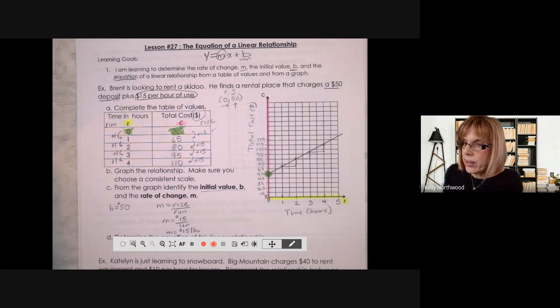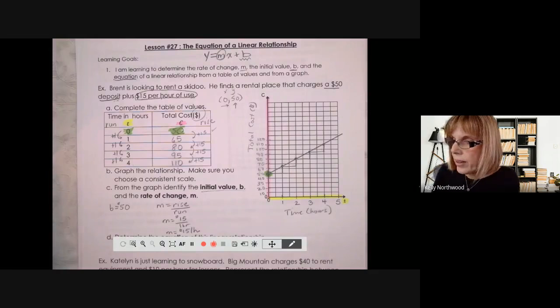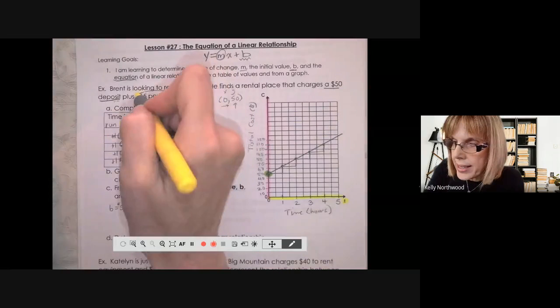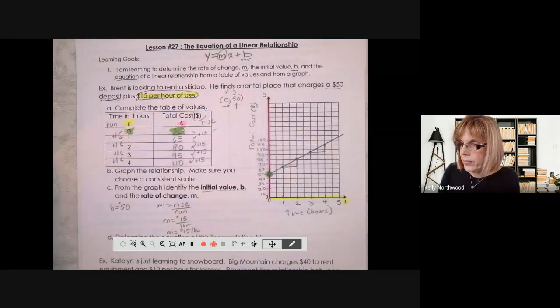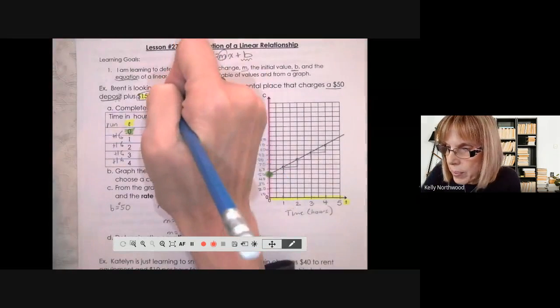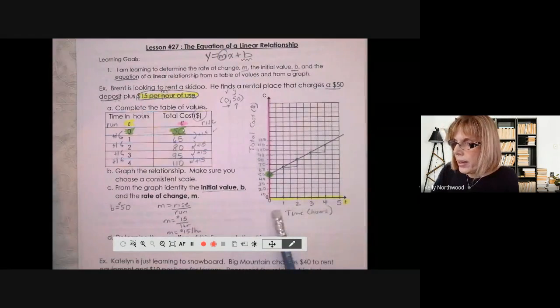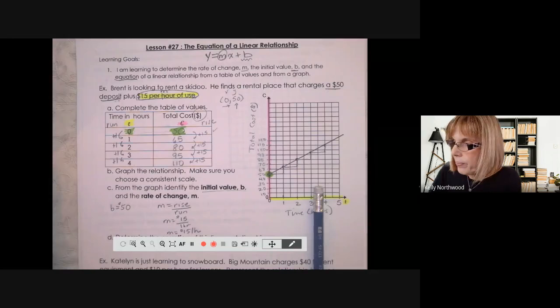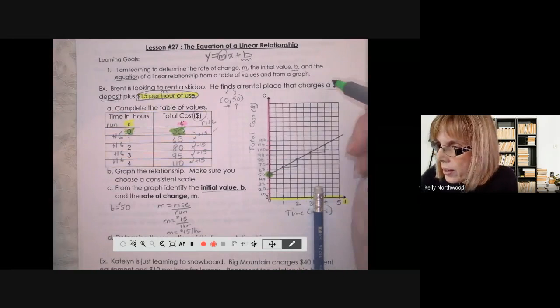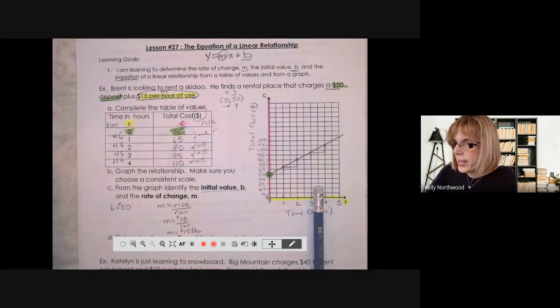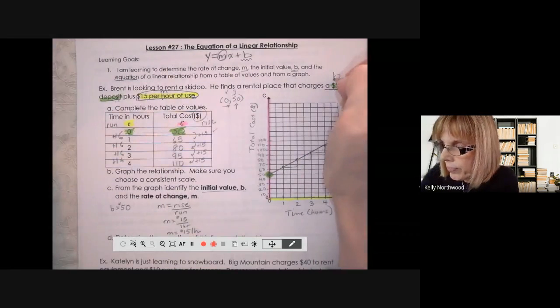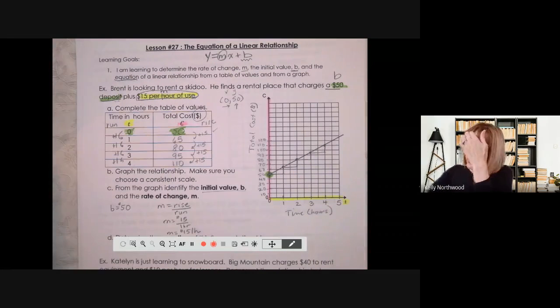Also, if we look in our question, it says $15 per hour. So I'd be thinking this is my M. And then for the deposit, I'd be thinking $50 deposit, which I only pay once. This is my B.